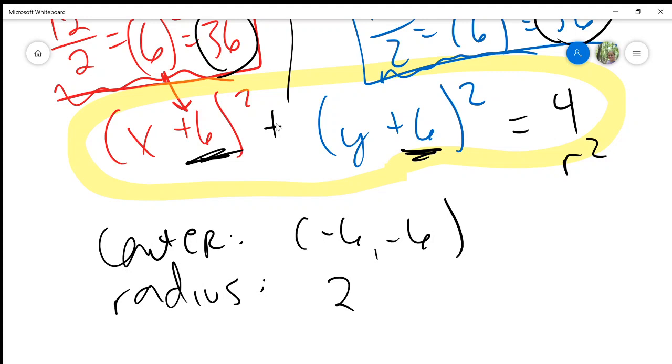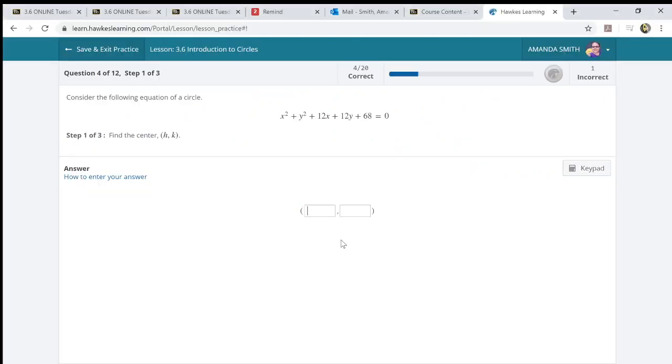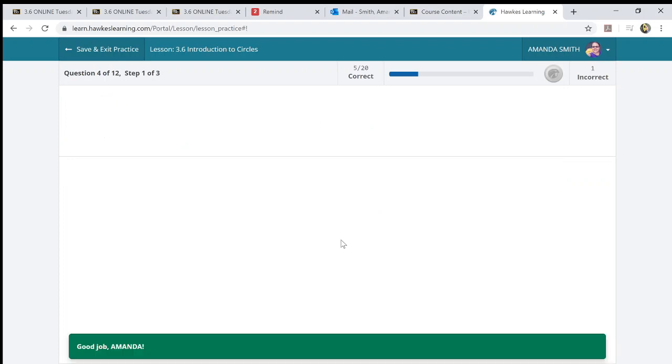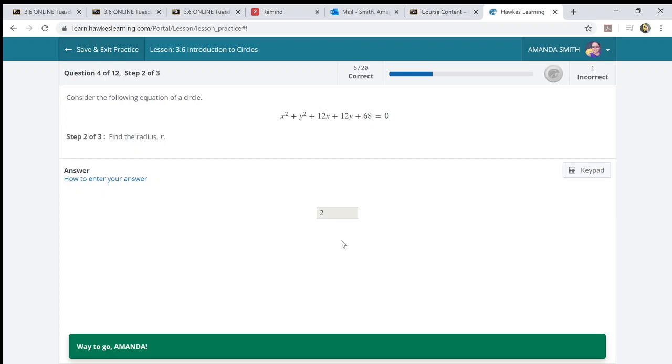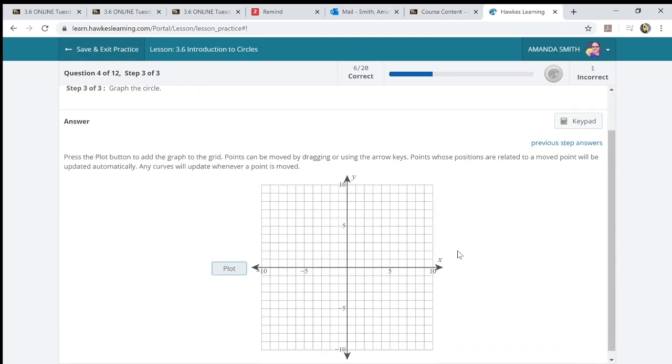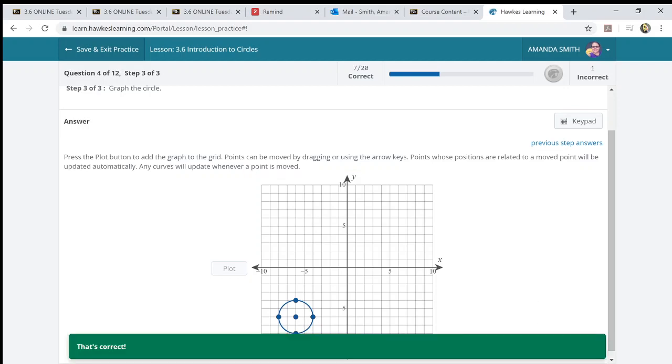And so now that I have all of this stuff, I'll go back to Hawks, type all this in. So my center is negative 6, negative 6. And we had said that the radius would be the number 2. And then the next thing they want me to do is graph it. Well, we're going to click plot just like we did last time. We're going to put this center at negative 6, negative 6. And so my center is right. But then again, since the radius is only 2, I'm going to have to scooch this guy in just a little bit. And there's my circle. And now I'm done.